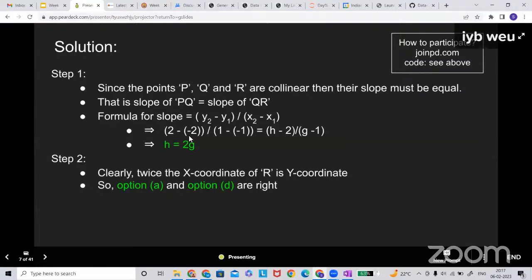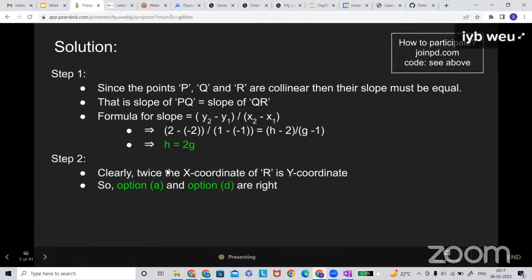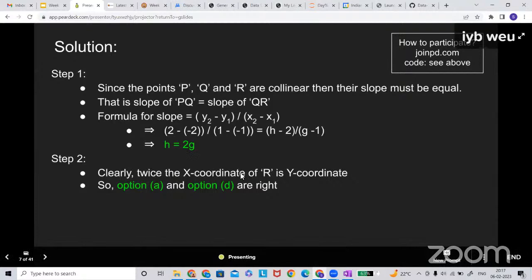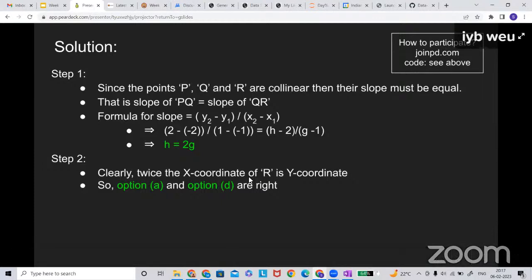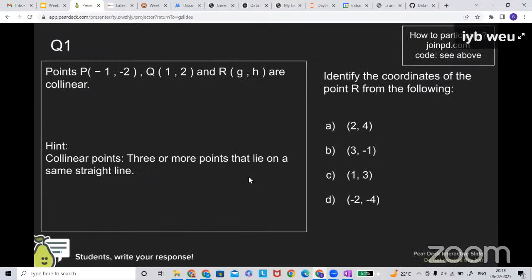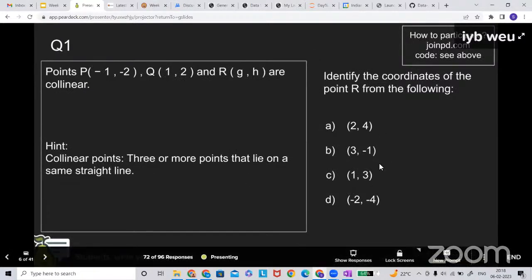If you equate them, you will get an equation in this format, which gives H equal to 2G. Once you have that, you can clearly see that the y coordinate of R is twice the x coordinate. Now, if you go option-wise, you will find that options A and D match the condition we have. So using that, you can tell that these two options are going to be true.